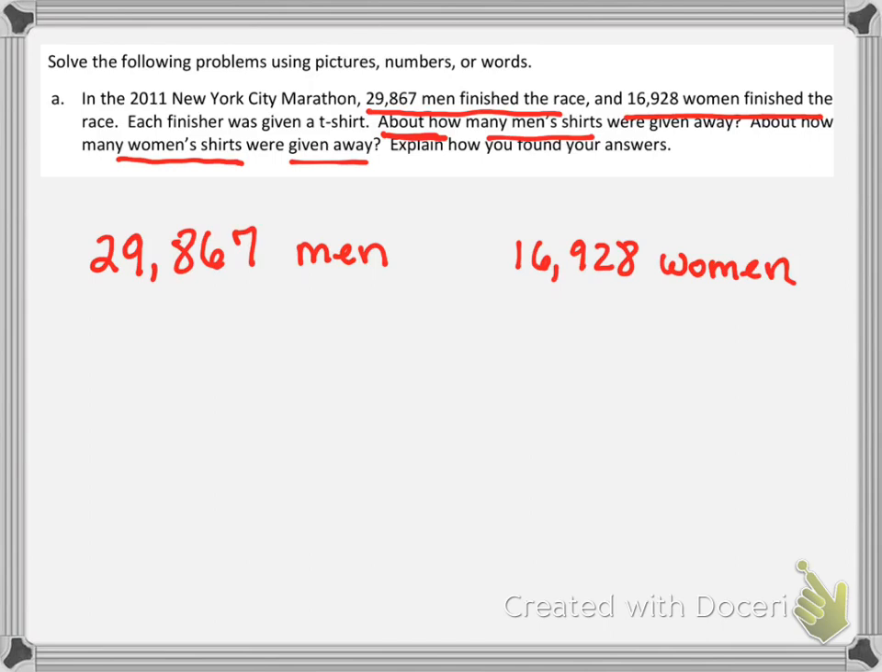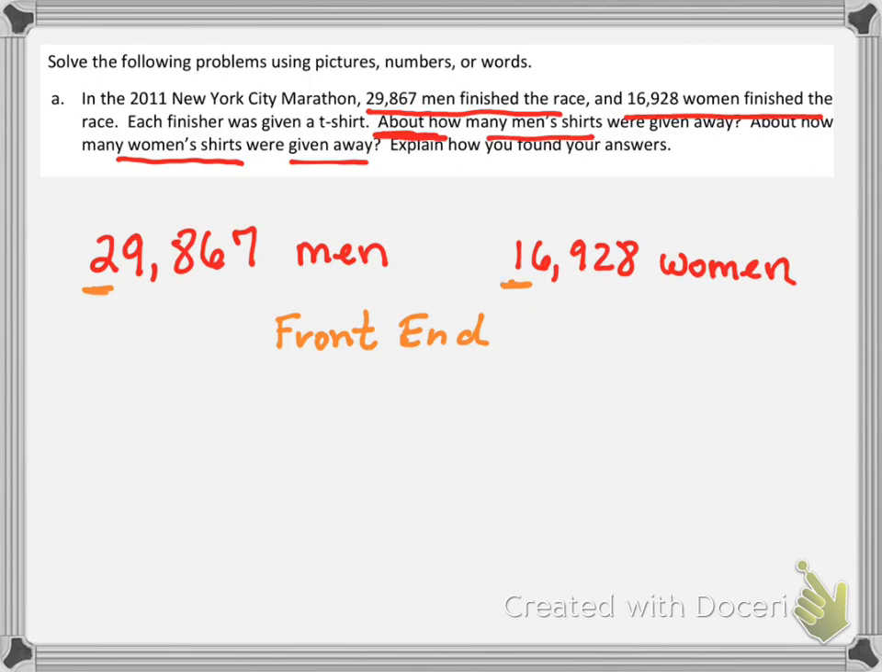Now, because they're using the word about, it gives the students, yourself, the opportunity to choose where you want to round this number to. Since you're given the opportunity to choose where you would like to round your number, I'd like you to think about an idea called the front end strategy. And that's where I like to go to the highest place value. In this case, it's the 10,000s. And we're going to round to the nearest 10,000s.